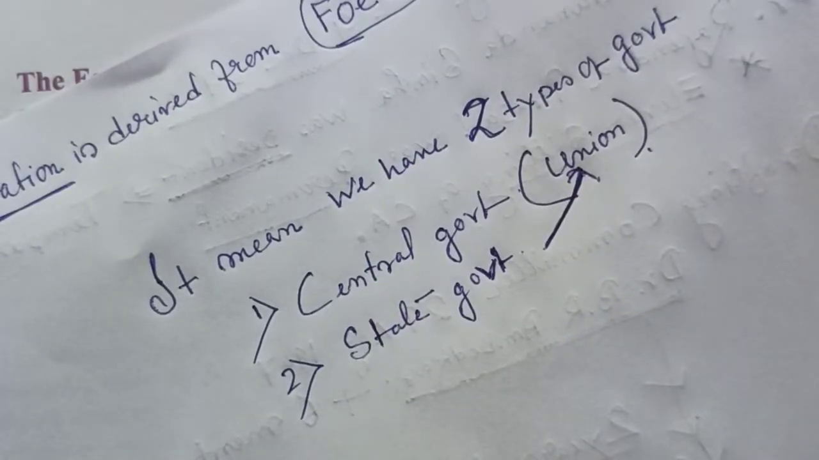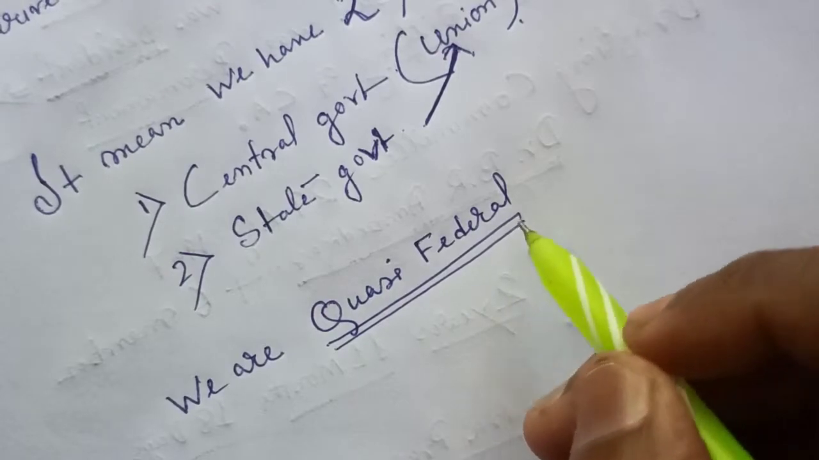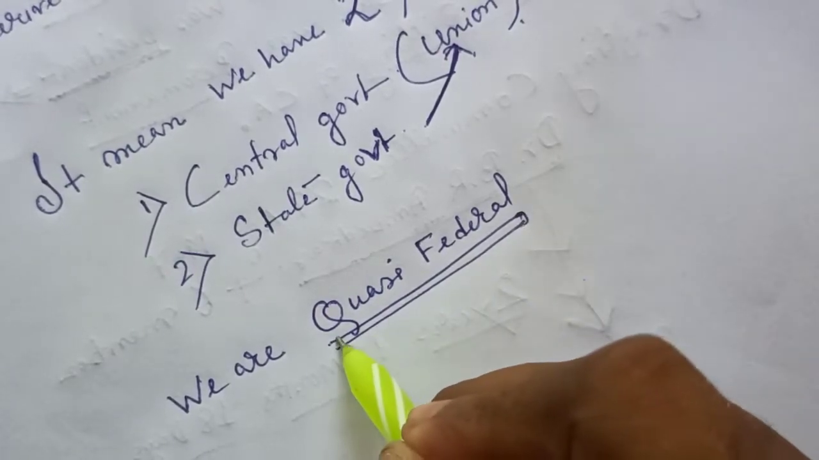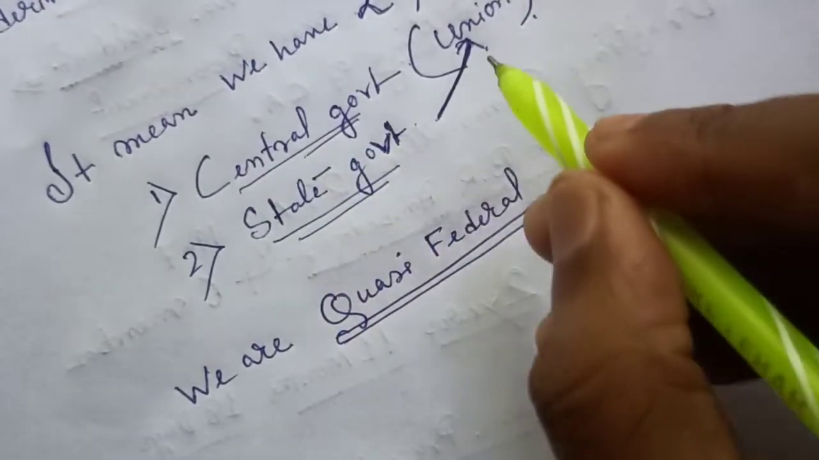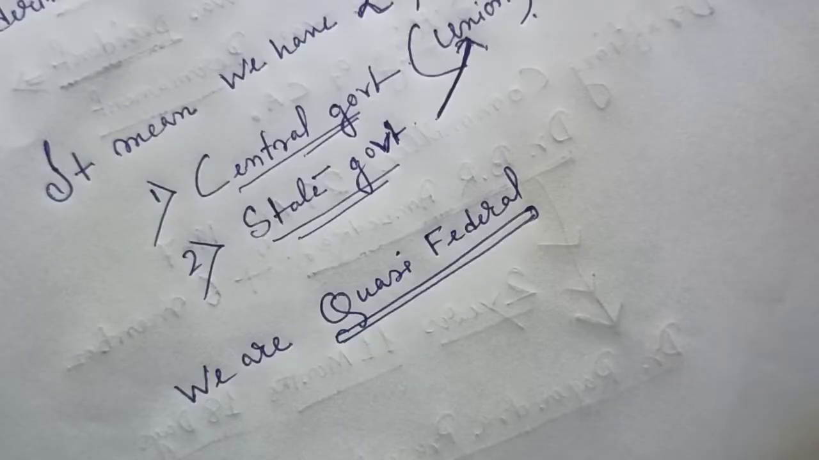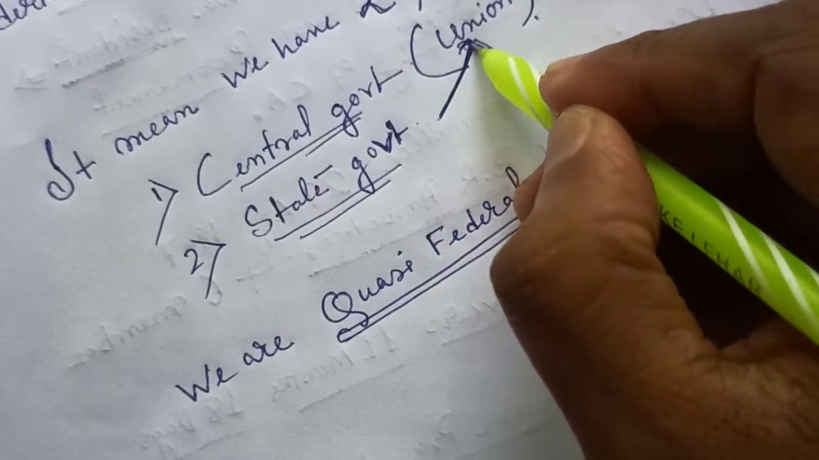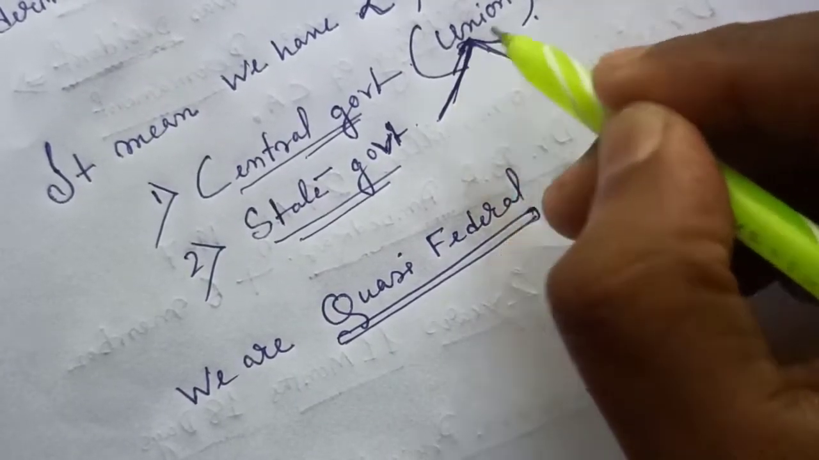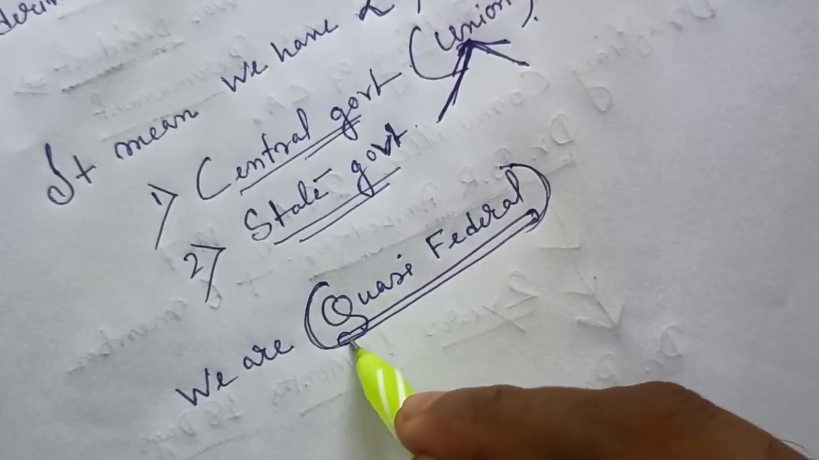We are a quasi-federal state, because in normal days we have 2 types of government. We are federal, but in case of emergency, in case of war between 2 countries, in case of internal aggression or any other emergency, we become a single government, that is the union government. That's why we are a quasi-federal state. We are a quasi-federal country.